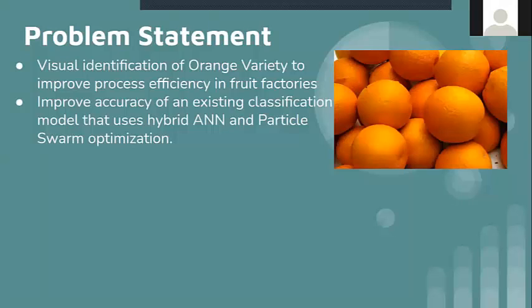The work that we're doing is based on an existing classification model, which is based on an artificial neural network and particle swarm optimization. Our goal is to improve the accuracy, and we're employing a convolutional neural network to do this.